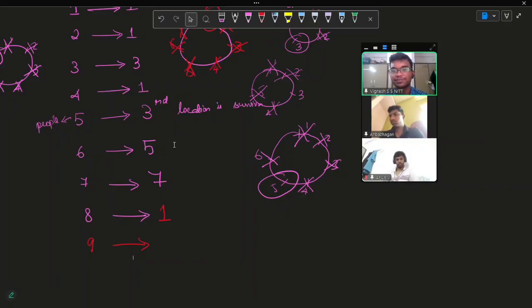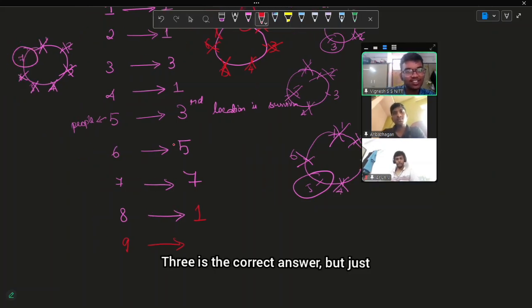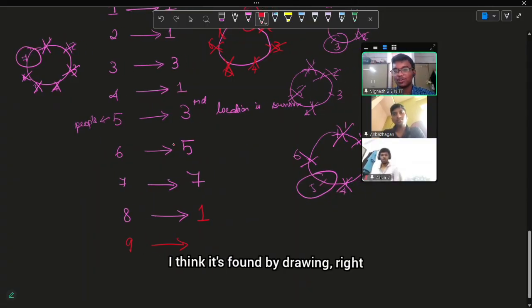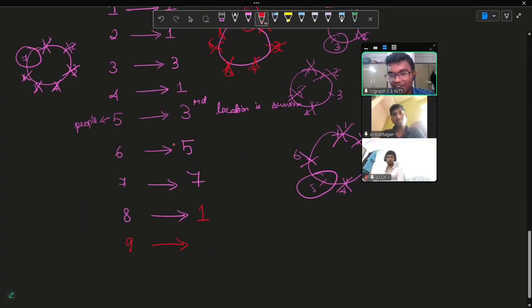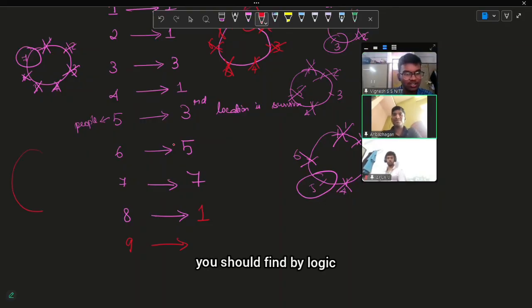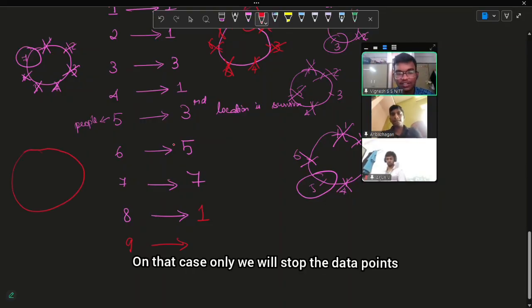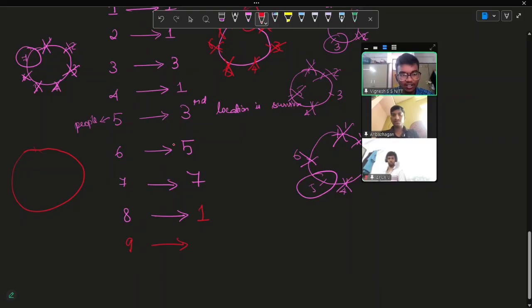Okay, can we draw? The best way should be to draw. 3 is the correct answer. But I think you found it by drawing, right? Not by logic. Yes, sir. But you should find it by logic. Only in that case will we stop the data points. If you're just drawing it, we will find a logic and then only we can stop.